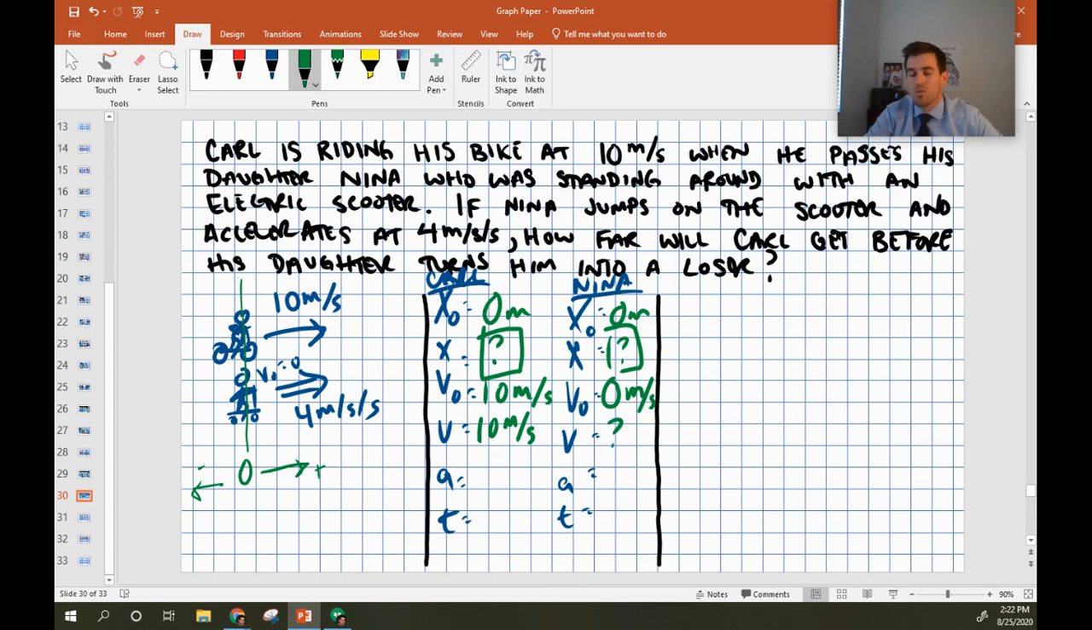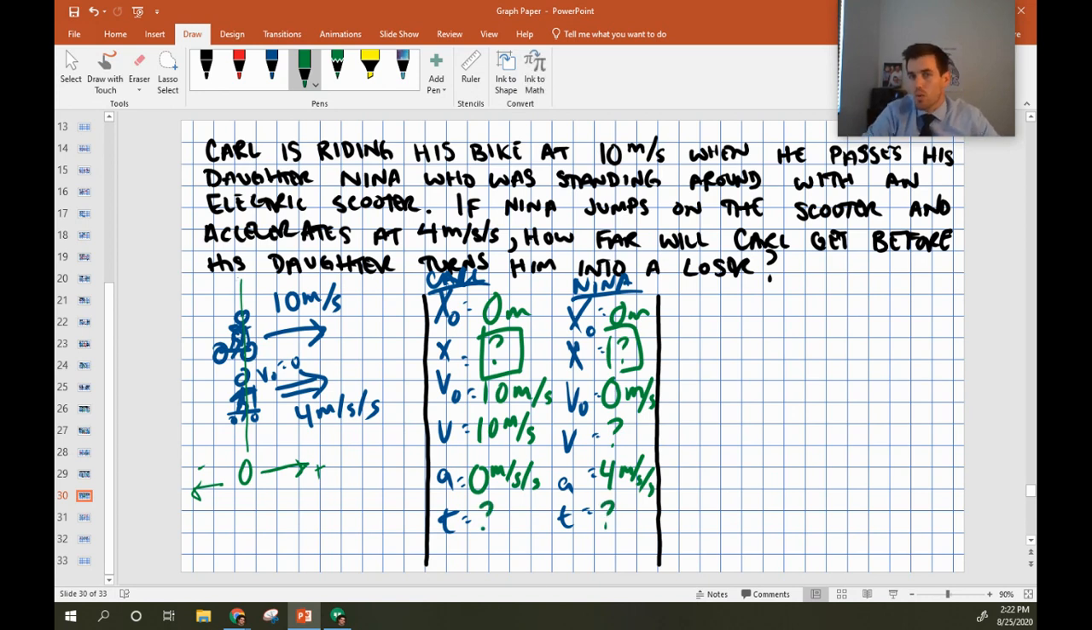Nina's is unknown though. We know she's accelerating, so it won't still be 0, but we don't know exactly from the problem what it will be. Carl has no acceleration, whereas Nina has an acceleration of 4 meters per second per second. And then last one is time, and we don't actually know how long this is going to take. That's a question mark for us.